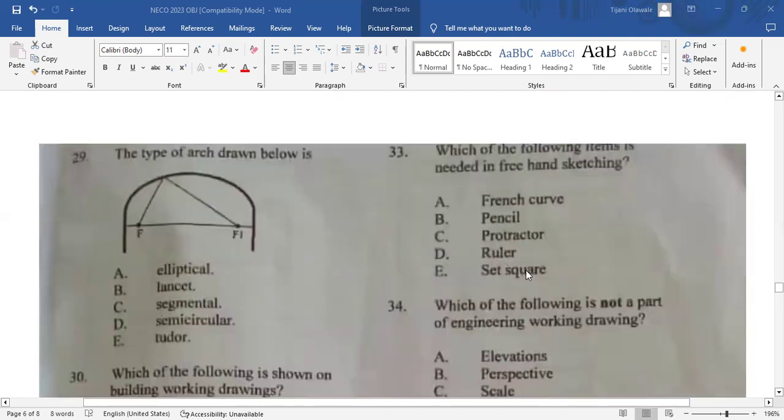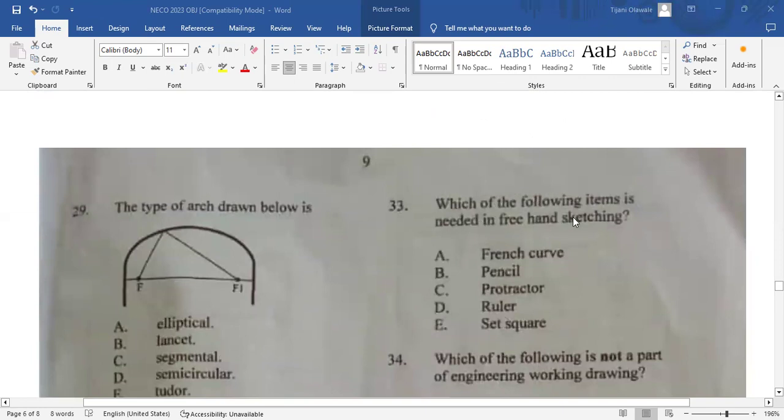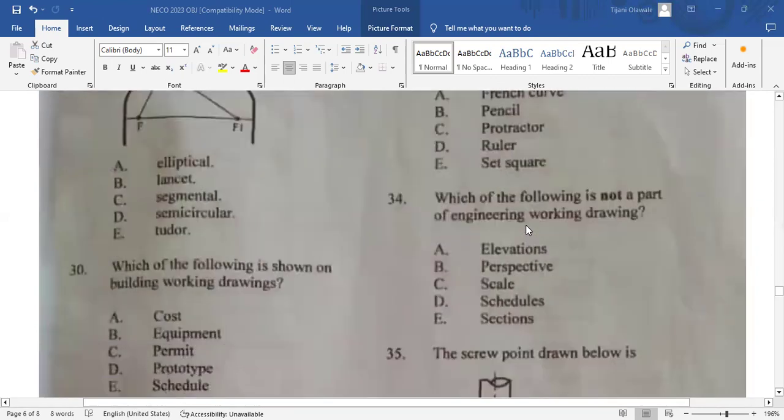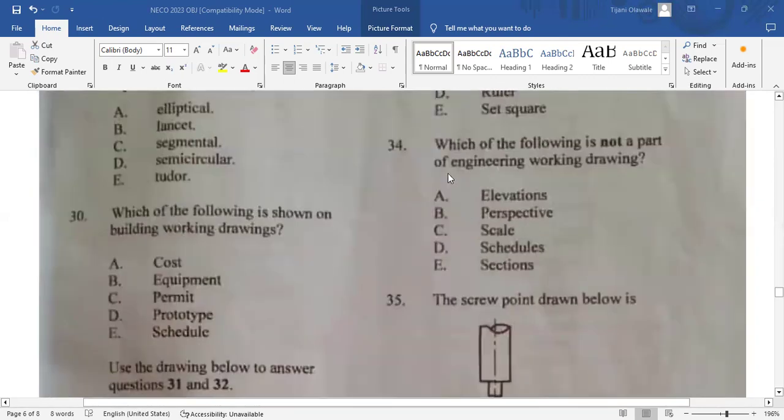Then question 33, which of the following items is needed in freehand sketching? So we need a pencil in freehand sketching. All other ones are drawing instruments. They are not used in freehand sketching, but we use pencil in freehand sketching. Question 34. Which of the following is not a part of engineering working drawing?